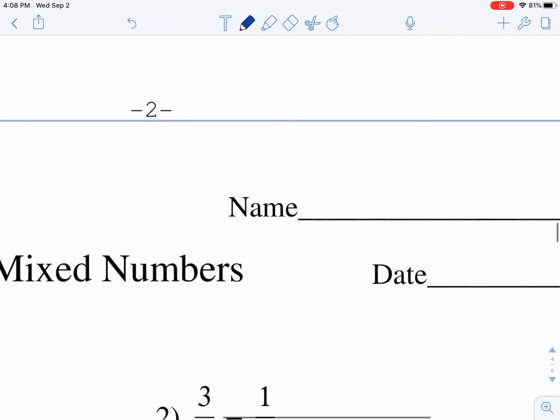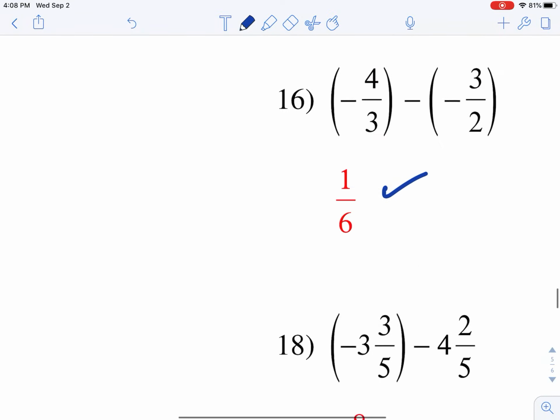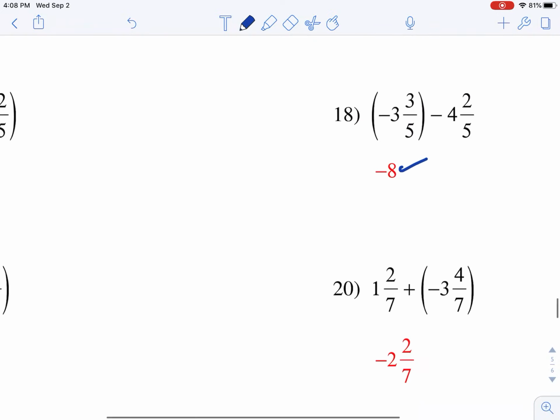Let me scroll down and look at 18. It's a lot of scrolling. There it is, negative 8.